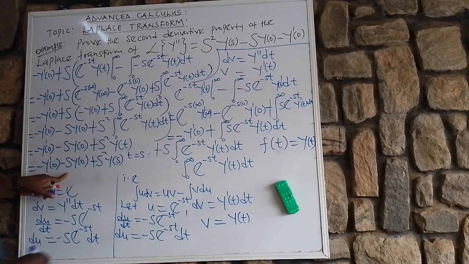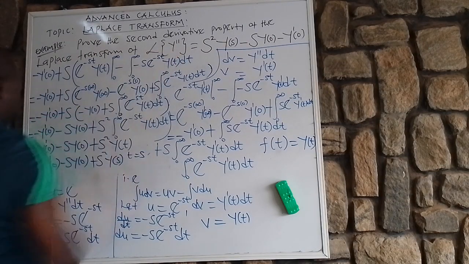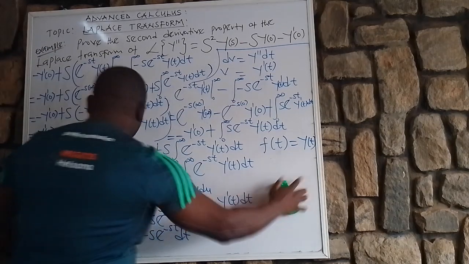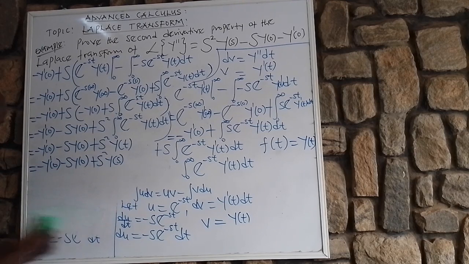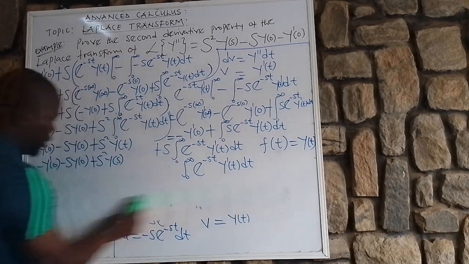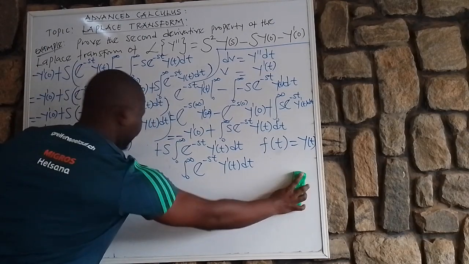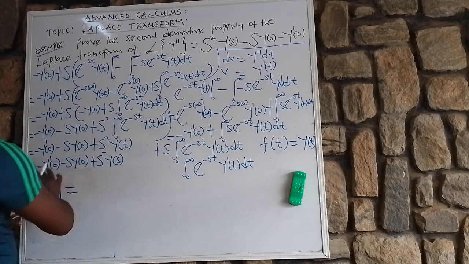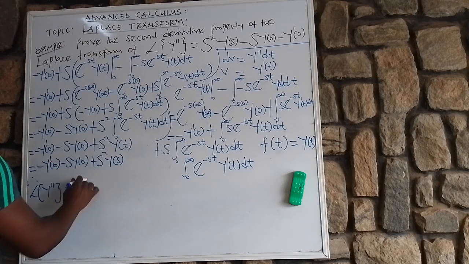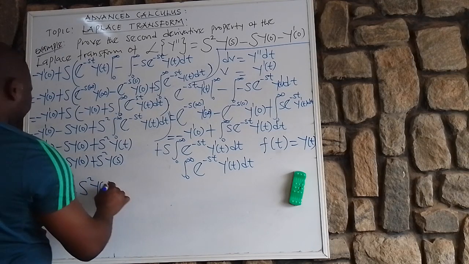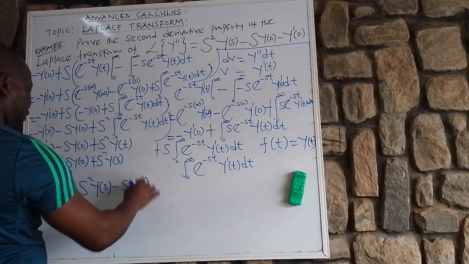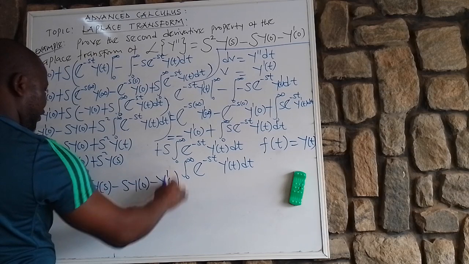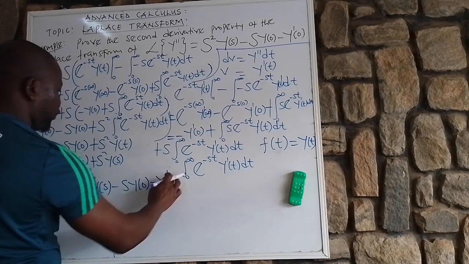So you can see that, look at it here. You don't need a prophet to tell you. So it implies that Laplace of y prime gives us this. Okay, it's not difficult. So we now conclude by saying, therefore, Laplace of y double prime is equals to s squared y of s, then minus s y of 0 minus y prime of 0. This is how to prove this kind of problem.